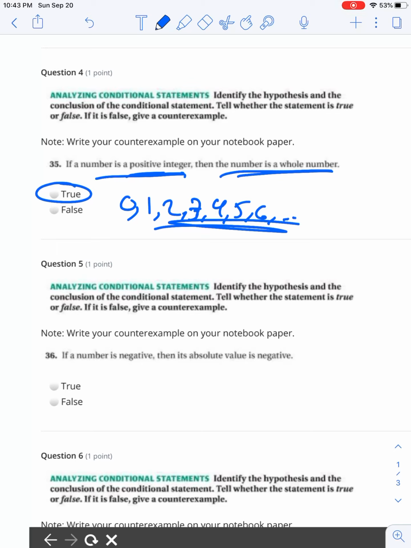If there's one where you think that it's false, then you list a number that you think would disprove that particular statement, like we talked about.